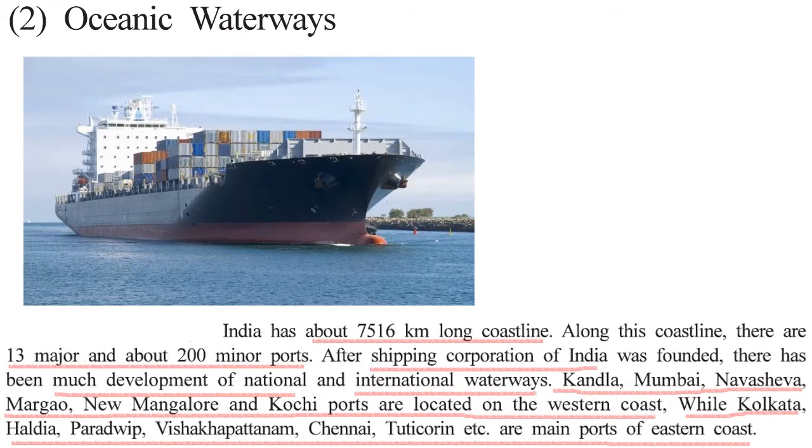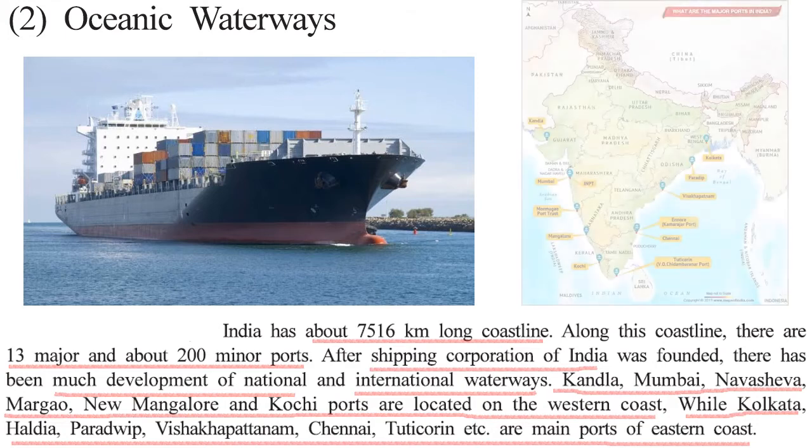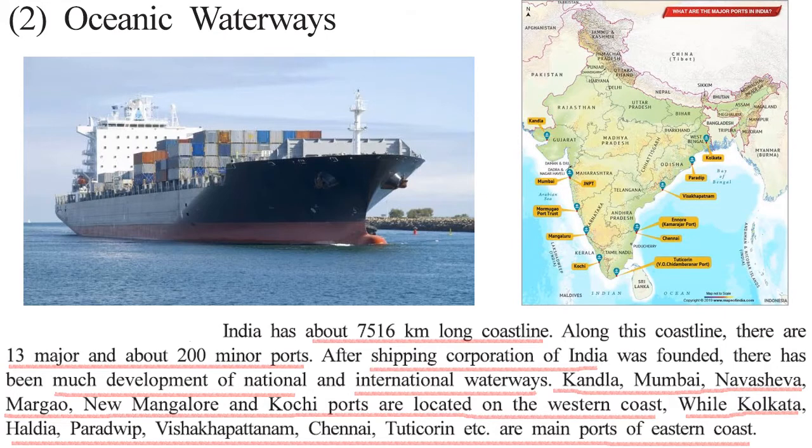India has about 7516 km long coastline. Along this coastline, there are 13 major and about 200 minor ports. After the Shipping Corporation of India was founded, there has been a huge development of national and international waterways, that is, using the Indian coastline for national as well as international transportation.